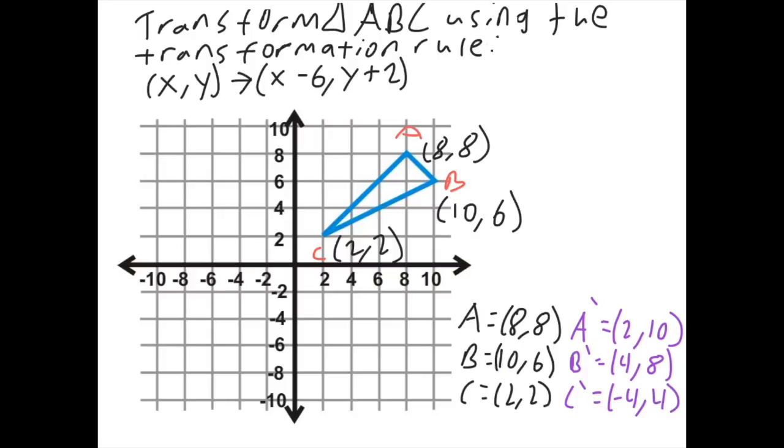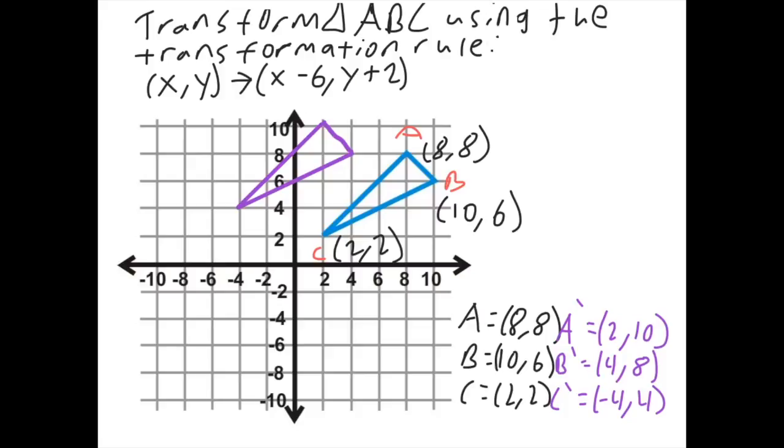So now we plot those on our graph to make our image. So we plot those 3 points and then draw our triangle. And now we have our translated triangle. See, it looks exactly the same, but it's just moved. And finally, we'll label our point A prime, B prime, and C prime.